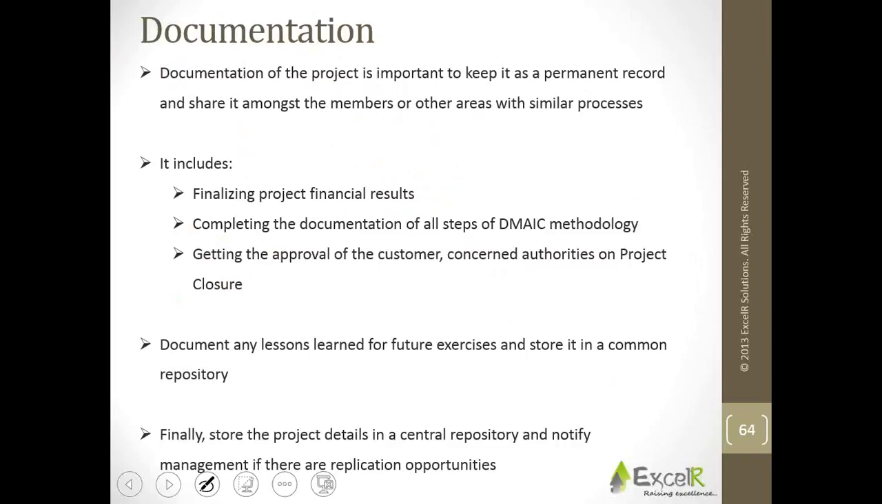And then we have the documentation. Documentation of the project is important to keep it as a permanent record, and to share it with the members or areas with similar processes. Documentation includes finalizing the project. I am finalizing, I am signing off, with the financial results. Completing the documentation of all steps, DMAIC.